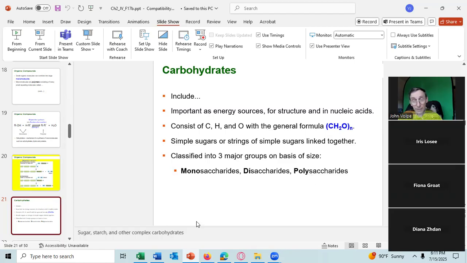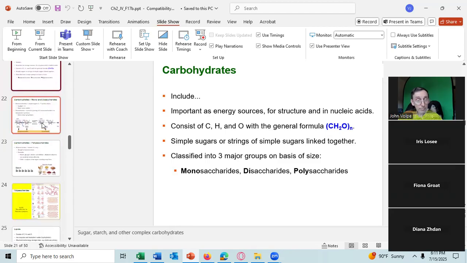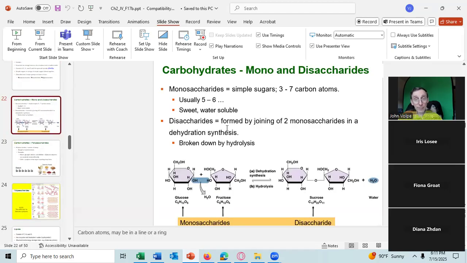Any question about any of that? So let's look at the monosaccharides and the disaccharides. Monosaccharides are simple sugars. They always contain 3 to 7 carbon atoms, but usually simple sugars contain either 5 or 6 carbons. There's very few that actually are 3, 4, or 7. Most of the monosaccharides are 5 and 6. Sugars or monosaccharides are sweet and they're water soluble.